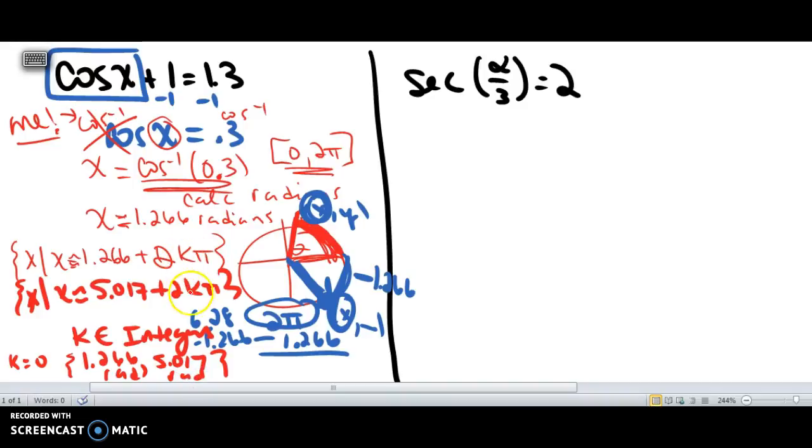If I sub in k equal 1, notice that I would be adding to pi, which would be outside of that. Now again, if I don't give you any limits on the domain, then this is your answer and you have infinitely many answers. All right.